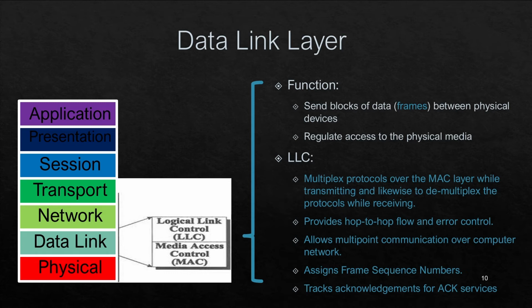The data link layer consists of two parts: logical link control or LLC and media access control or MAC. What's the function? The function is to send blocks of data between physical devices and regulate access to the physical media. LLC is to multiplex protocols over the MAC layer while transmitting, and to demultiplex the protocols while receiving. In conclusion, the LLC is an intermediary layer below it, and MAC is an intermediary layer above it.